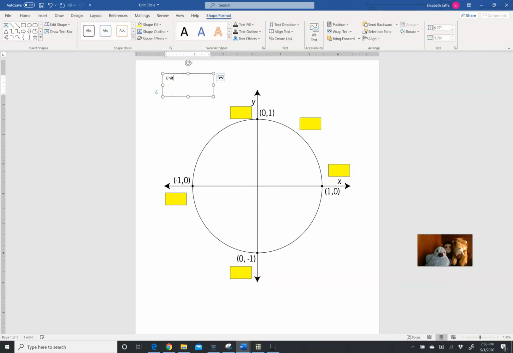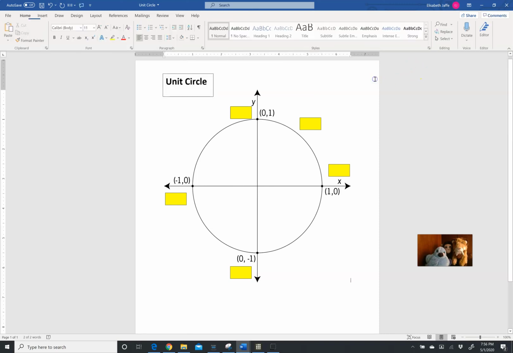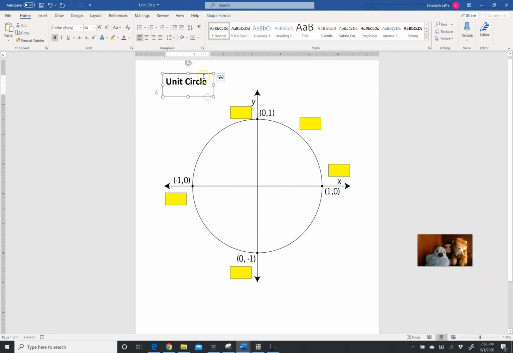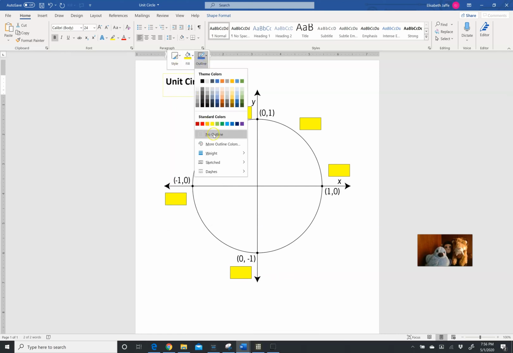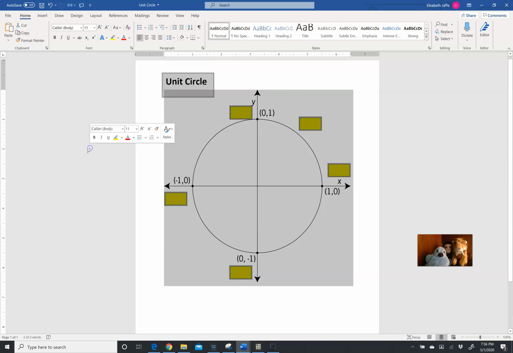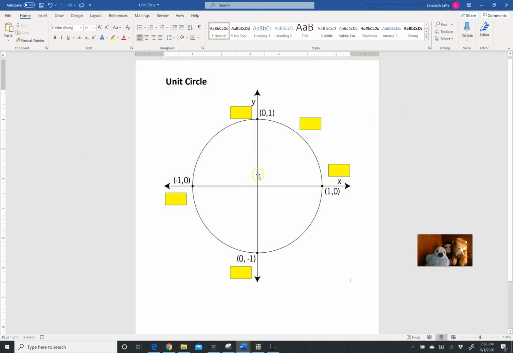Here we have our unit circle. Okay, our radius is 1, and our center is at 0, 0.